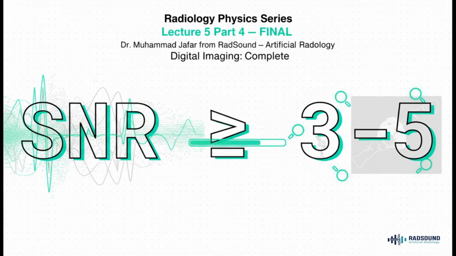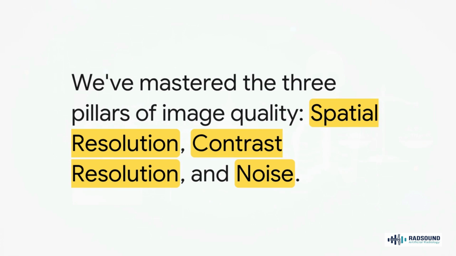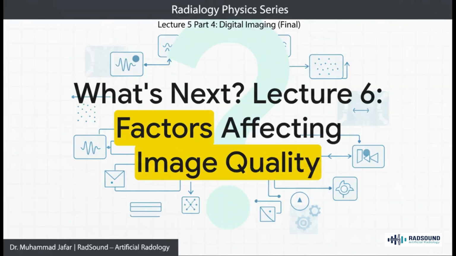Every single technical choice we make, every protocol we design is all about one thing, pushing the signal of whatever we're looking for above this critical threshold so we can actually see it. And with that, we've done it. We have officially completed our 4-part deep dive into digital imaging. We have followed the process from the photon leaving the X-ray tube all the way to the final image on the screen, and in the process, we've mastered the 3 fundamental pillars of image quality: spatial resolution, contrast resolution, and today, noise.